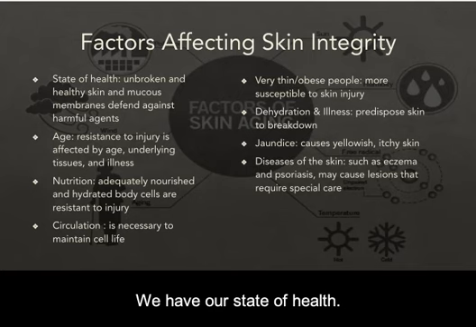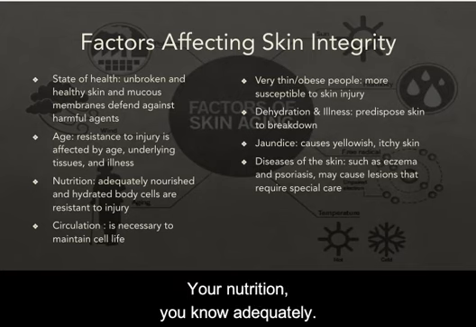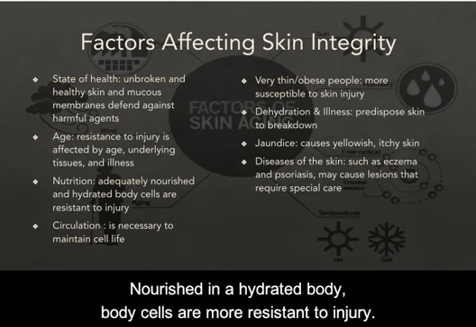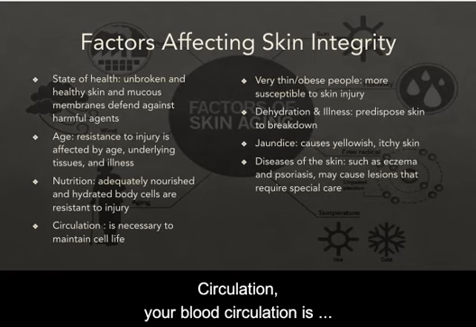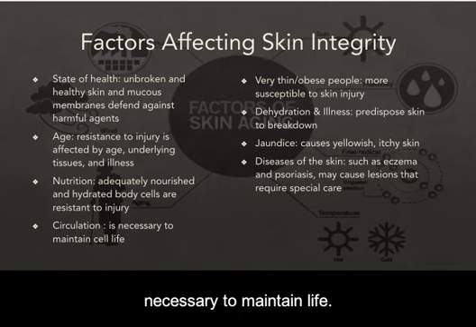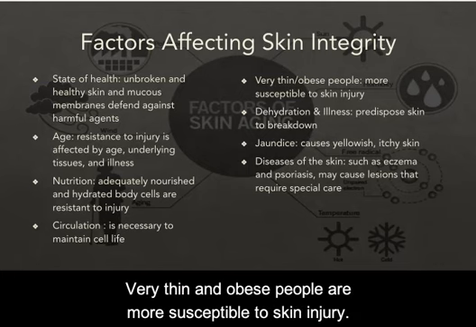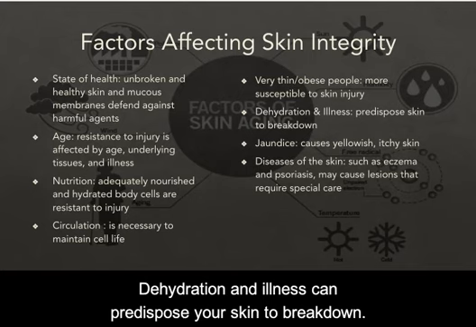We have our state of health. Chronic disease can affect it, and age can affect it. Your nutrition, adequately nourished and hydrated body cells are more resistant to injury. Circulation, your blood circulation is necessary to maintain life, right? Very thin and obese people are more susceptible to skin injury. Dehydration and illness can predispose your skin to breakdown.